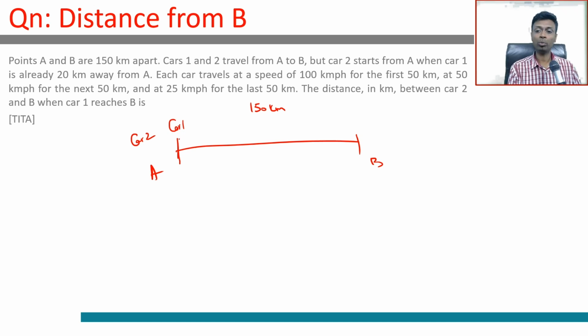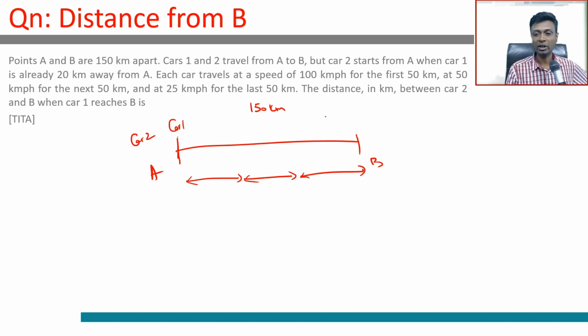The distance in kilometers between car 2 and B when car 1 reaches B is... So car 1 starts, and for the first 50 kilometers we travel at 100 kilometers per hour. So I'm going to break this into 3 parts: 50, 50, 50. Fine. So when car 1 is 20 kilometers ahead, that is when car 2 begins the journey.